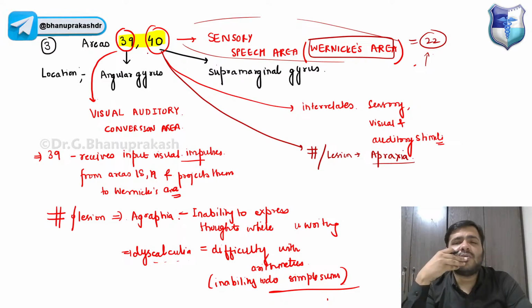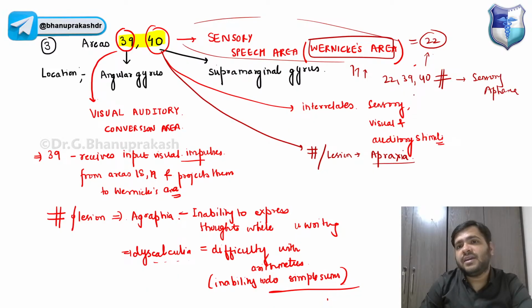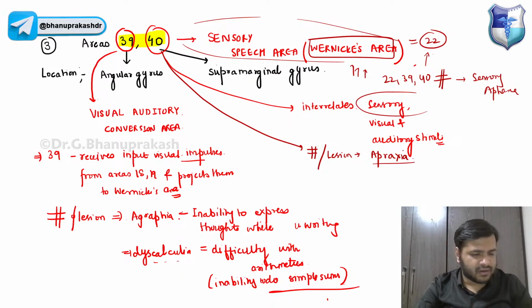In physiology, you might have encountered that Wernicke's area is 22. It's absolutely correct. This 22, which we call the auditory association area, is connected to 39 and 40 with the help of the arcuate fasciculus, and we'll be discussing that fasciculus, no need to worry. So all three, 22, 39, 40, are the parts of Wernicke's area only. Now, if all these are damaged, it will lead to sensory aphasia, right? So that is something you have to remember over here.